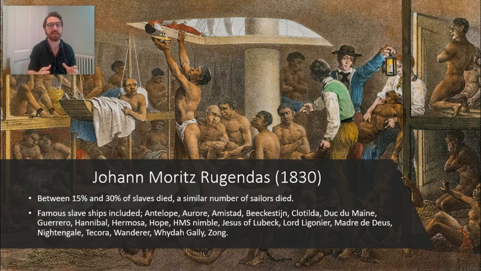And one of the best images we have of what it was like on the ships comes from a German painter called Johann Moritz Rugendas. And he was actually on one of these ships and created this image. So we can see the chains around their ankles, the cramped conditions. Many of them were naked, which is degrading and shows how little respect they were given.